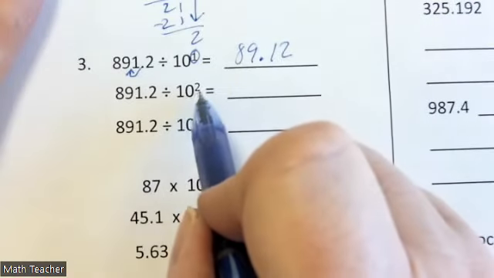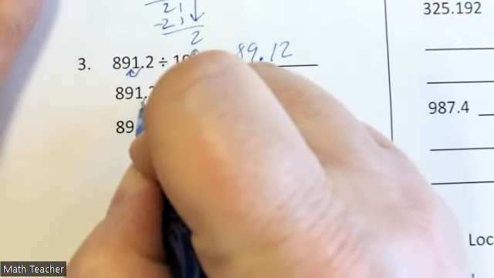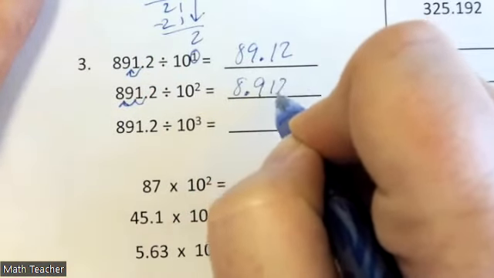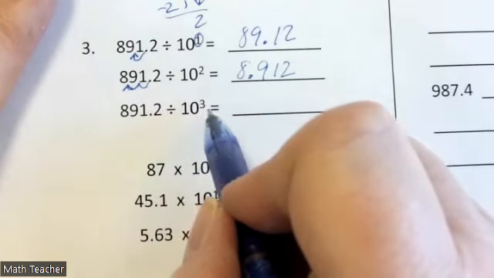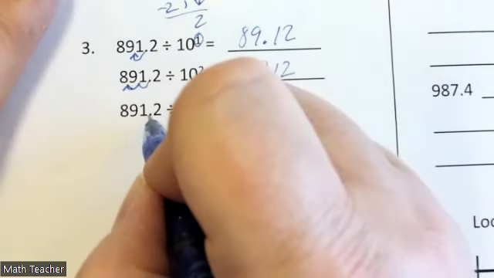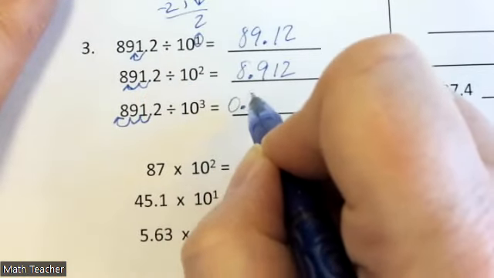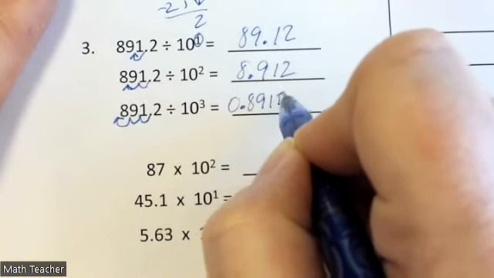To divide by 10 to the second power, we move our decimal 2 places to the left. So this will become 8.912. To divide by 10 to the third power, we move our decimal 3 places to the left. 1, 2, 3. So this will be 0.8912.